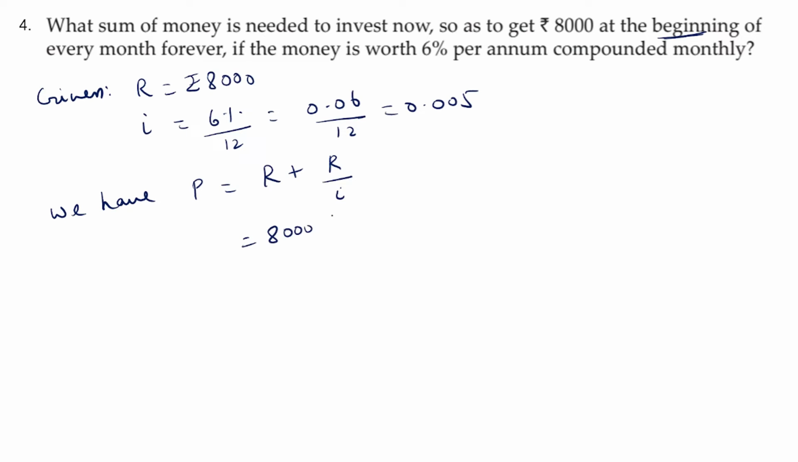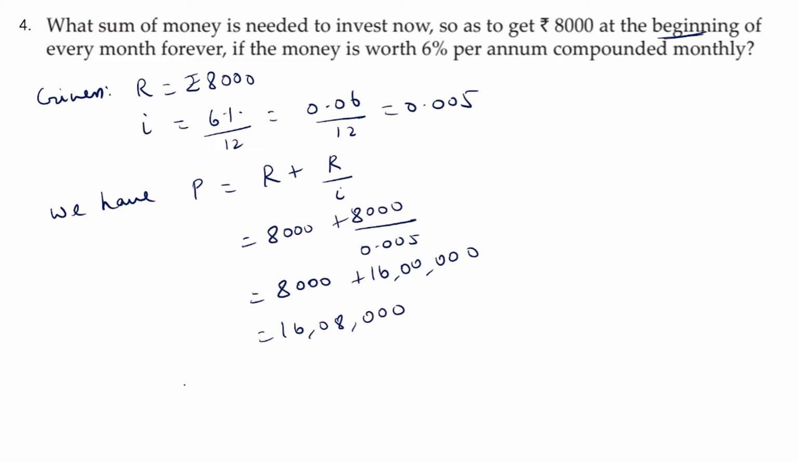So it is 8,000 plus 8,000 upon 0.005. So it is 8,000 plus 16 lakhs, which is 16 lakh 8,000. So the sum of money that has to be invested now is 16 lakh 8,000. Therefore, a sum of rupees 16 lakh 8,000 need to be invested.